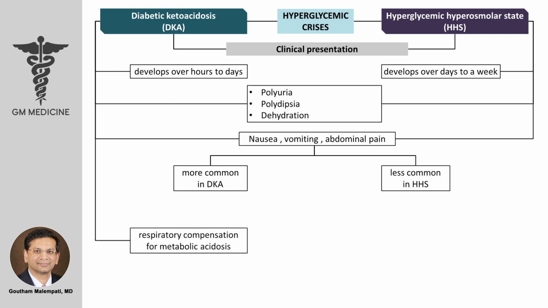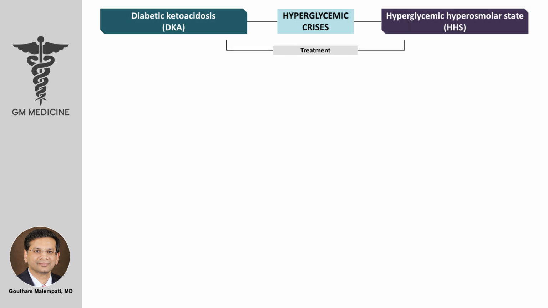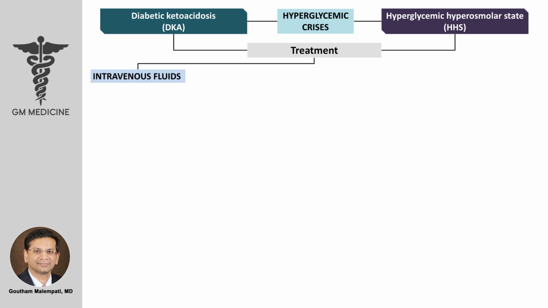The respiratory compensation for metabolic acidosis found in DKA is manifested in the form of Kussmaul's breathing. Changes in cognitive state are usually seen in patients with hyperglycemic hyperosmolar state, but also seen in patients with severe DKA. Treatment of diabetic ketoacidosis and hyperglycemic hyperosmolar state includes administration of intravenous fluids, insulin, and potassium.